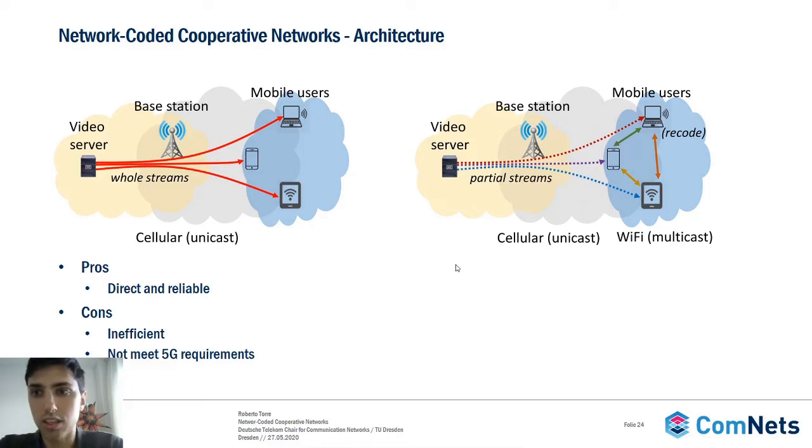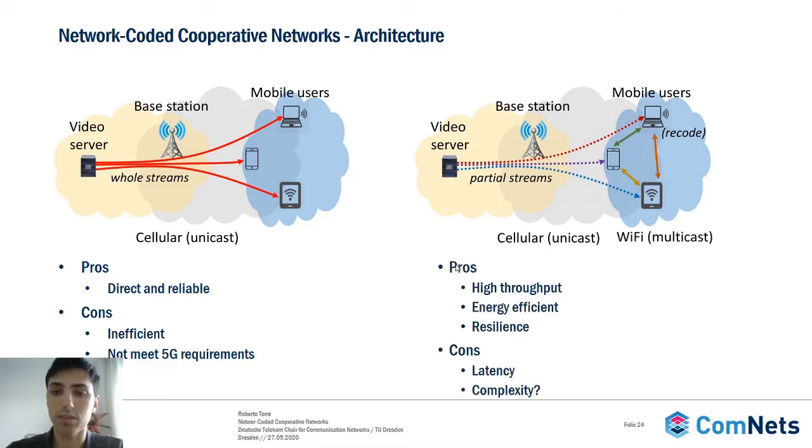Okay. So we have to send these partial streams, which would not be a third but a little bit more, and then each user will be in charge of recoding the information that they got and retransmitting it to the rest of the users. How? It's going to be done via Wi-Fi multicast. The pros, again, we have a high throughput and the energy efficiency. We'll see this in the evaluation later.